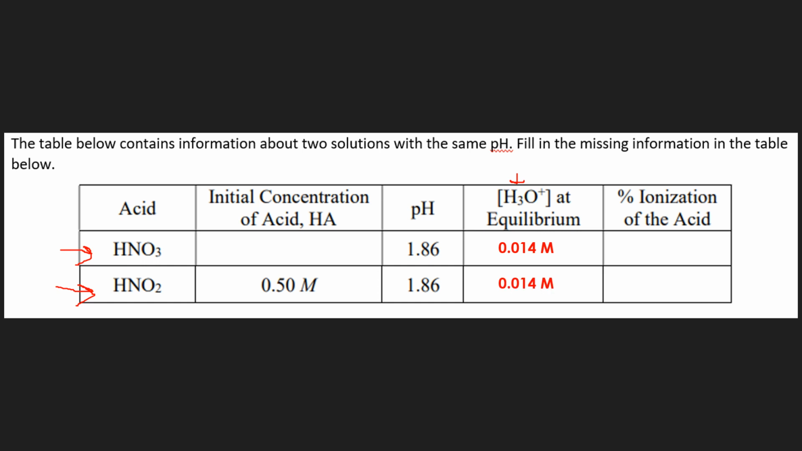So the amount of hydrogen ion for both of these is the same. But what does that tell us about our initial concentration and our percent ionization? Well, our initial concentration of a strong acid is the same as the concentration of the hydrogen or hydronium ion. Those two values are going to be the same. So we get 0.014. But we can see for our weak acid, they gave us similarity. That's not something we can directly calculate.